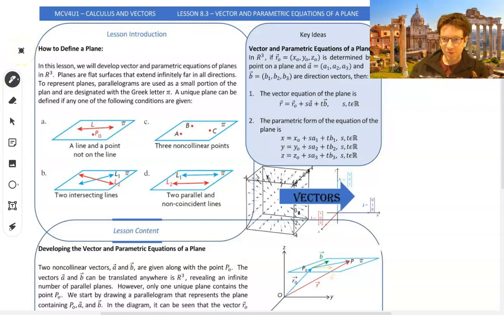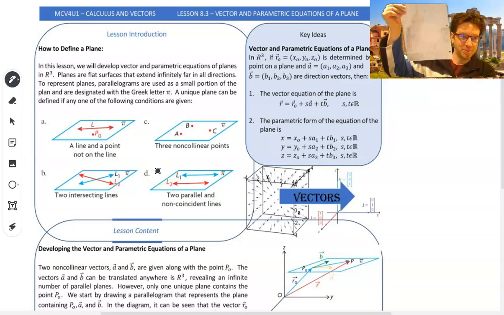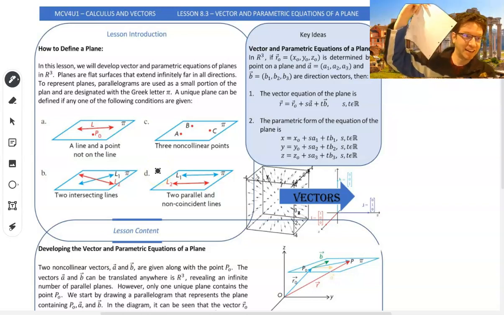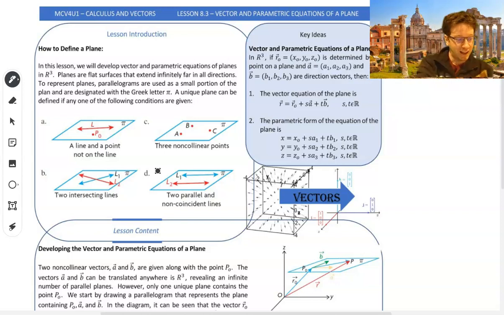Okay, so today we're moving on to lesson 8.3, and we're going to look at vector and parametric equations of a plane. So first of all, what do we need to actually describe a plane? I have a bunch of planes here before. You can just think of, say, a piece of paper as a certain plane, right?